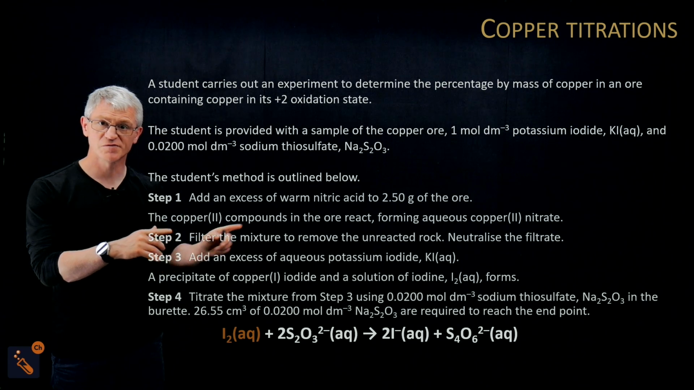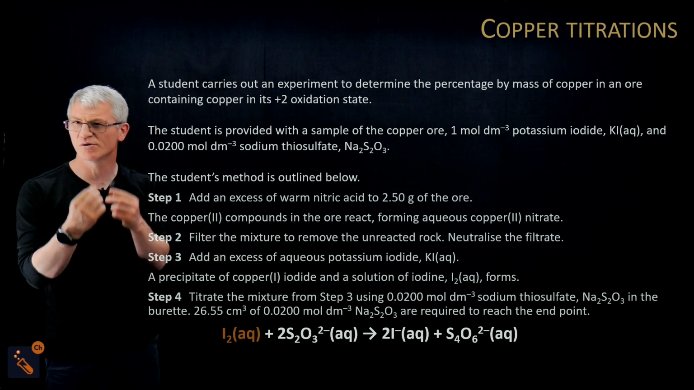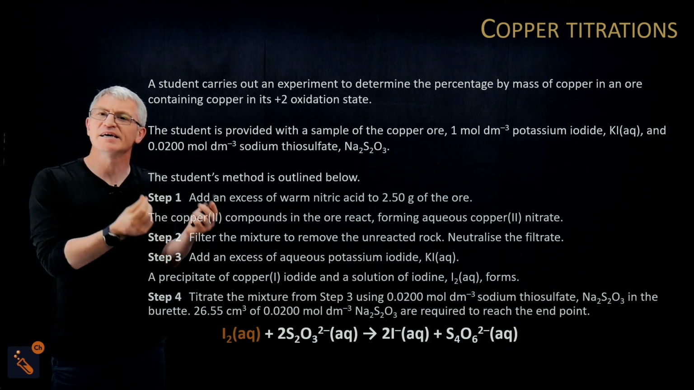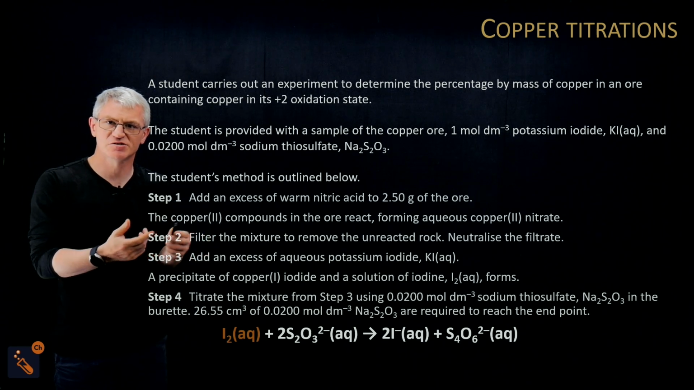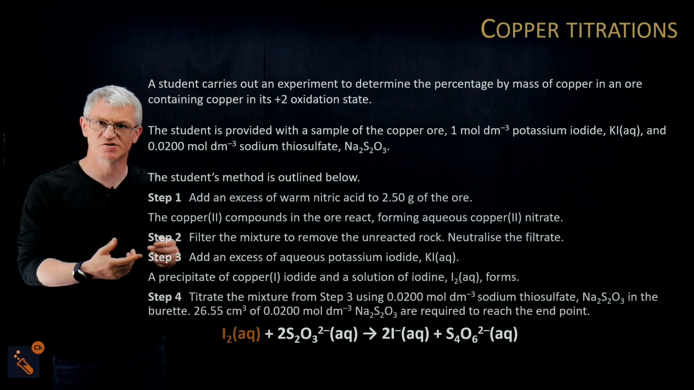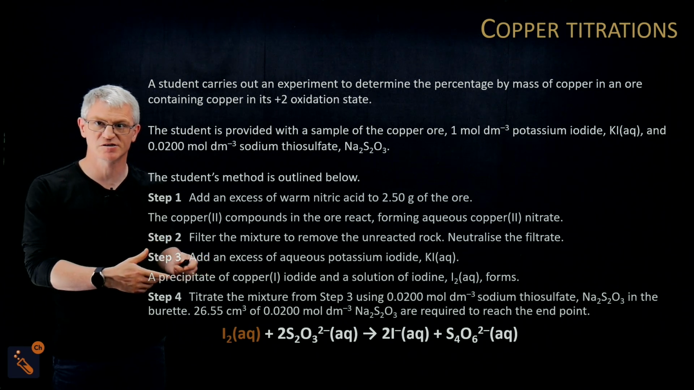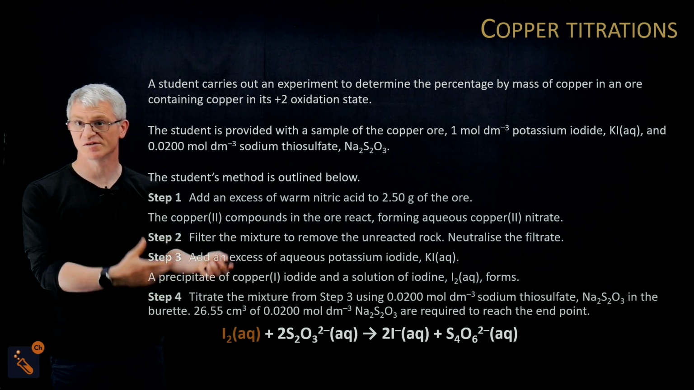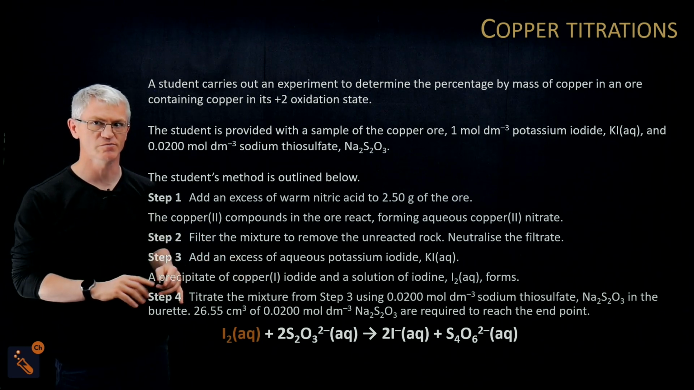Okay, so we form aqueous copper nitrate by adding nitric acid. So think at this point, what would the copper be in, what would the ore be in if it formed copper nitrate, okay? So it's filter the mixture to remove the unreacted rock, neutralise the filtrate, add an excess of potassium iodide. You've done this before, add an excess of potassium iodide, okay? Precipitate copper iodide, and a solution of iodine. We've done this before, and hopefully you'll remember. I've left it out so that you have to remember it.